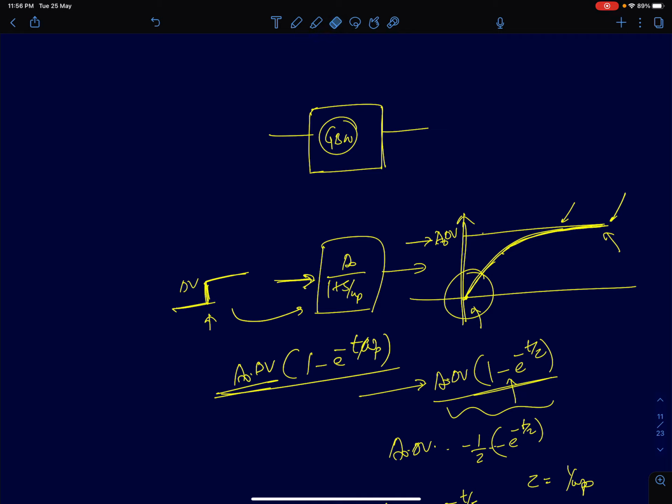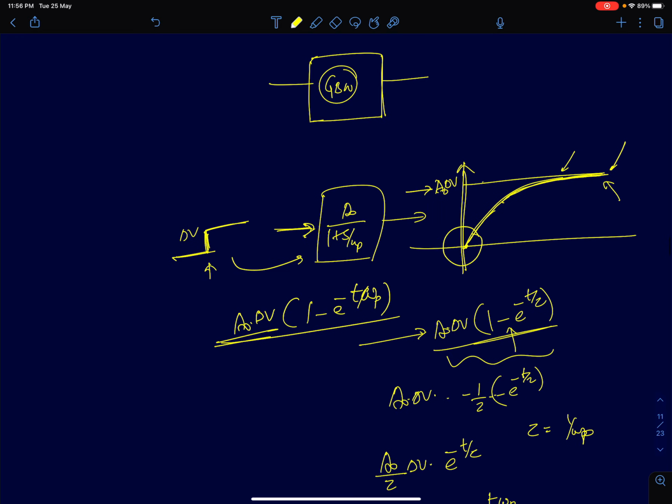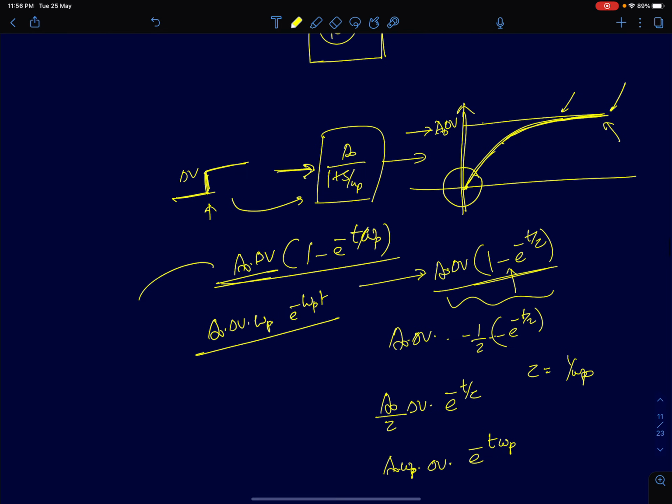Now this function has a maximum slope at the origin. If you differentiate this, you will get A0 into delta V times omega P into e to the power minus omega P t. You can see that the slope, this derivative of the function, is maximum at t equal to 0. After that, the exponential value will always be less than 1. So the slope will be maximum at the origin, and after that the slope will reduce, and in the steady state the slope will become 0.